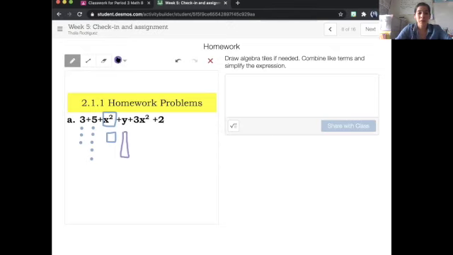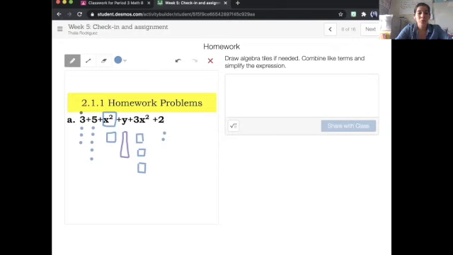And then I have, again, if you want to use this tool, it's actually easier for you to draw, but you can. So there's 2 and 3. And then I have 2 of those. Okay, so now I am gonna combine all my like terms.